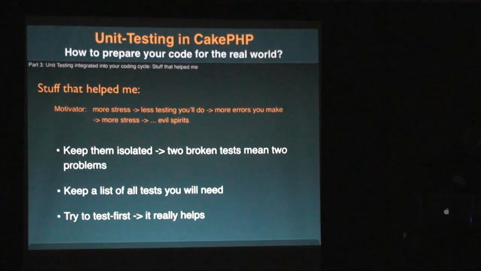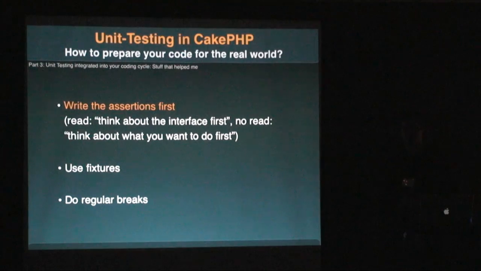Yeah, the next one goes without saying. Testing first really helps. Writing the assertions first is a pretty good way because you think about that public interface before you write any of the test code. And you can actually drive your design with that. Yeah, well, use fixtures to prevent mock objects. That's what I like doing because I don't like mock objects that much. And yeah, you can prevent disrupting your real database and just use sample data.